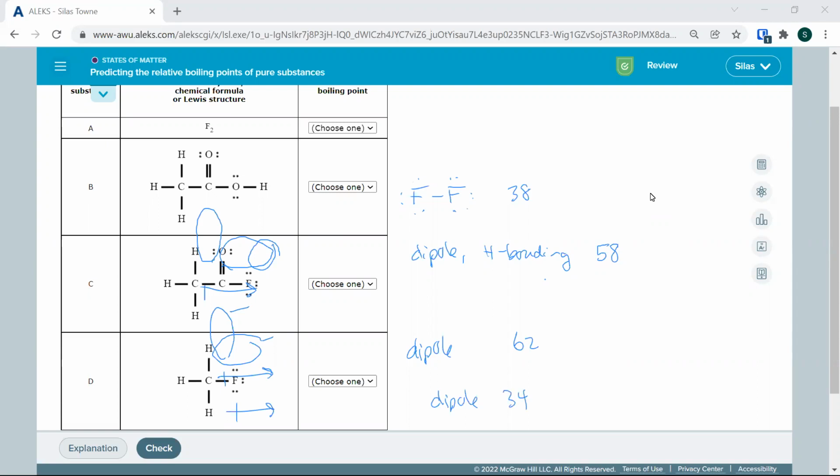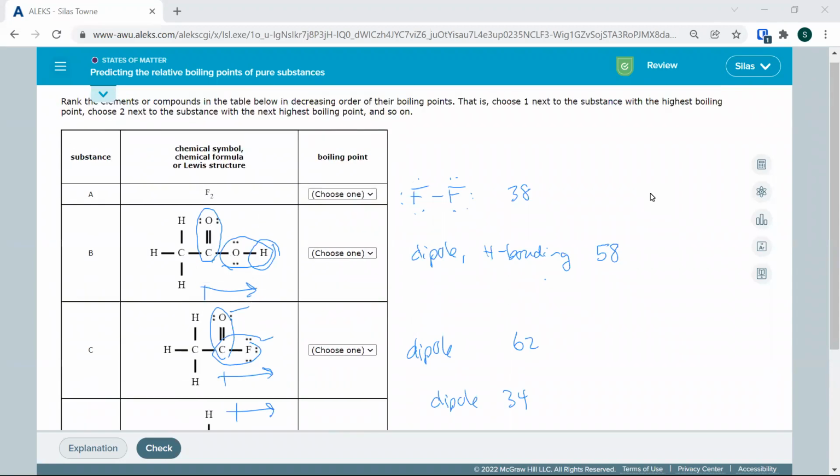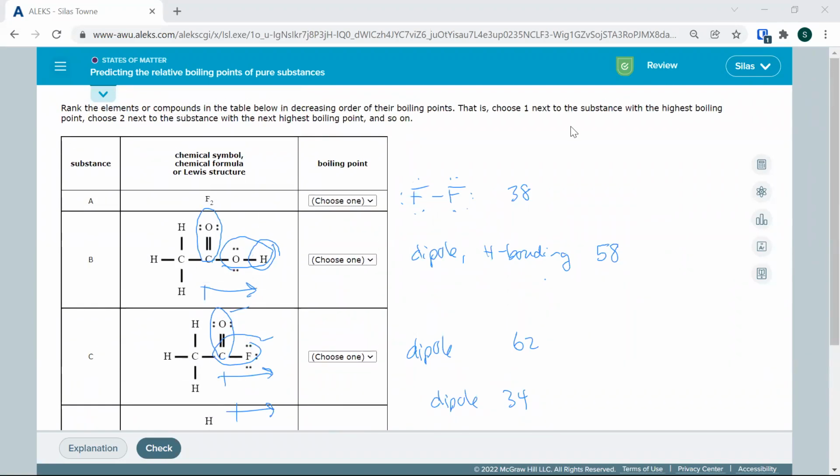Now let's look at the question. Choose 1 to the substance with the highest boiling point, and then 2 with the next highest. So I'm going to say B here has the highest boiling point because it's the largest and it has hydrogen bonding, which, like water, right? Water is this very small molecule, but because of its dipole and its hydrogen bonding, it has a relatively high boiling point compared to anything else with that mass. So this one's going to be 1.